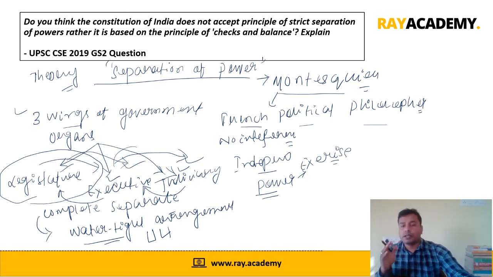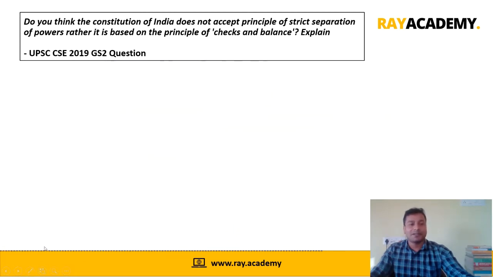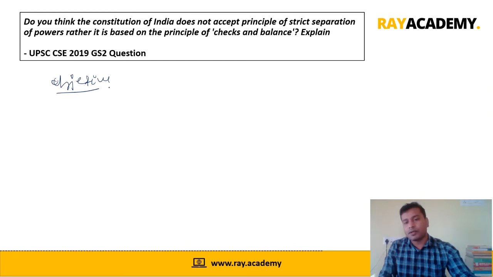Montesquieu gave the theory of separation of power, and he proposed that the three wings of the government, or the three organs of the government, number one, legislature; two, executive; and three, judiciary, shall be completely separate from each other. Okay, but why did he give the theory? What was the objective behind giving the theory?